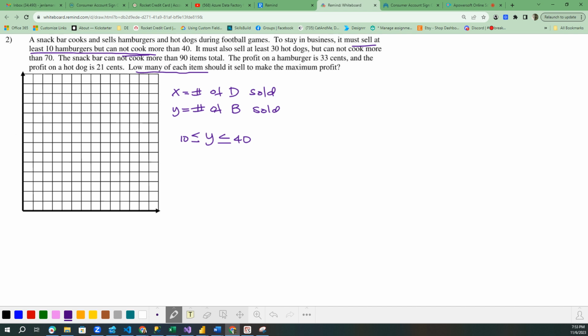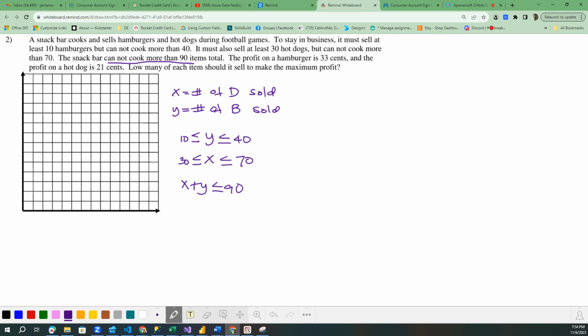All right. The next one, they can sell at least 30 hot dogs, which is your x. So x is greater than or equal to 30, but less than or equal to 70. That's the maximum that they can cook and sell. Now the next line says the snack bar cannot cook more than 90 items. So therefore that's also the maximum amount of stuff that they can sell. So that is x plus y is less than or equal to 90.